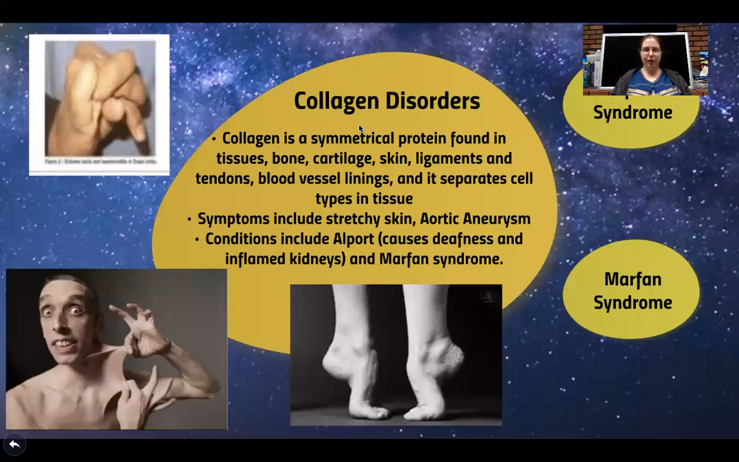All right, so let's talk about collagen disorders. Collagen is a symmetrical protein that's found in tissues, blood, cartilage, skin, ligaments, tendons, and blood vessel linings. It's also what separates cell types in tissues. So it is a pretty versatile protein. It gives a lot of our tissues strength and flexibility.